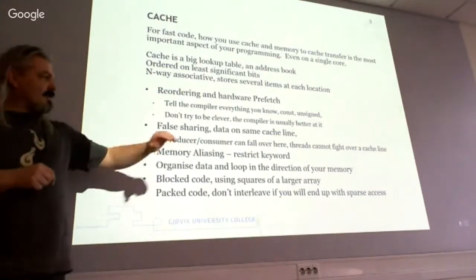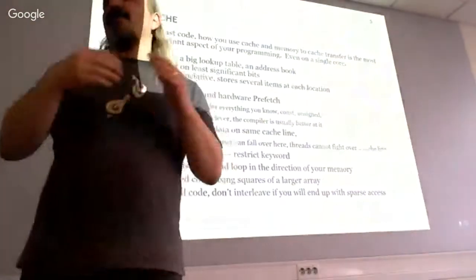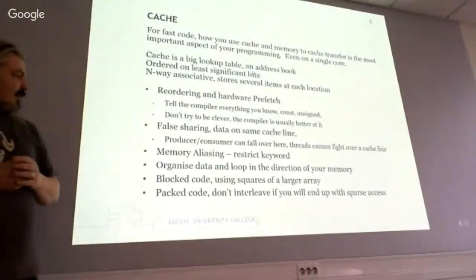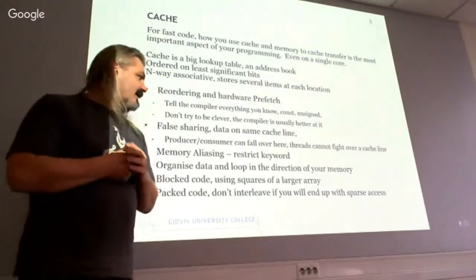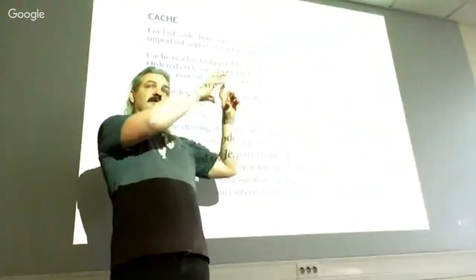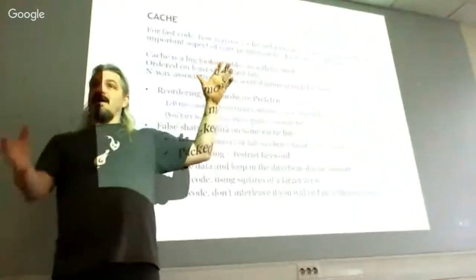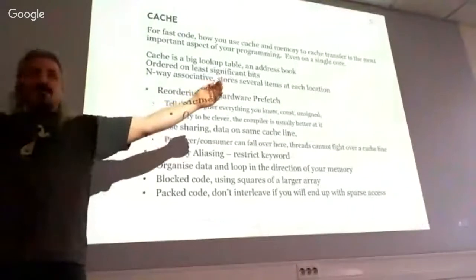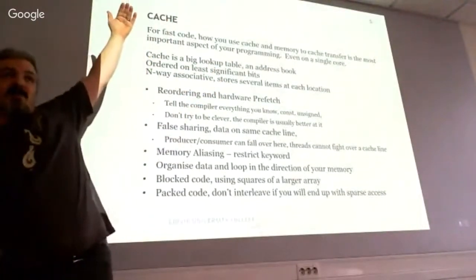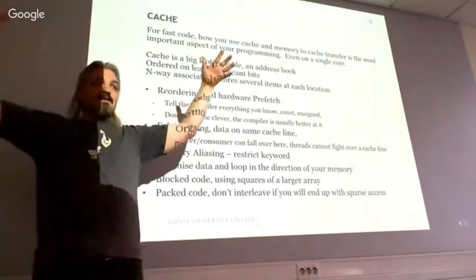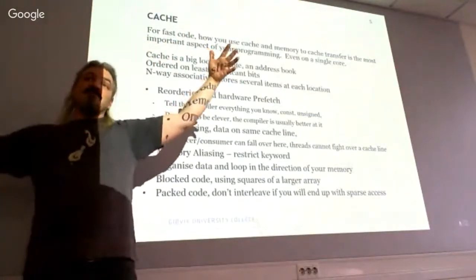Organize data and loop in the direction of your memory, right? So as we're saying, organize that data, loop in the direction. Block code using squares of a larger array. So if you're doing image processing, right? One way to do it is to say, okay, if I know that I'm going to have to go through the entire image, right? Instead of having my memory completely stored as one massive long line, right, and filling up a massive array, I could pre-organize my memory. So I say, well, actually, let's take this big image and turn it into 9 sub-images, right?